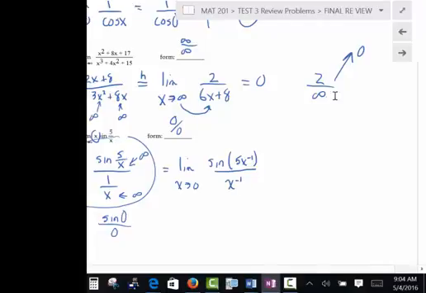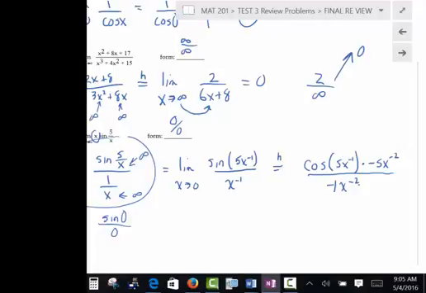By L'Hopital's rule, the derivative of the sine is the cosine of whatever, but then what do you got to do? You got to multiply, chain rule. So you got to do the derivative of this thing, so that's going to be times negative 5 x to the negative 2 like that. Then you got your denominator, which is going to be negative 1 x to the minus 2 like that. That's my derivative.